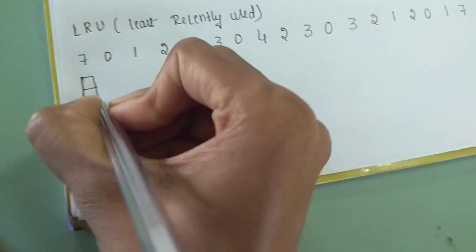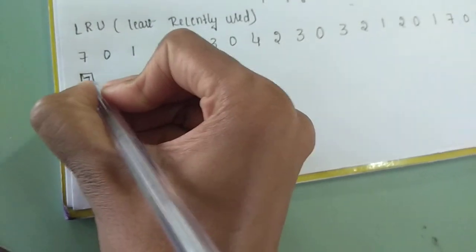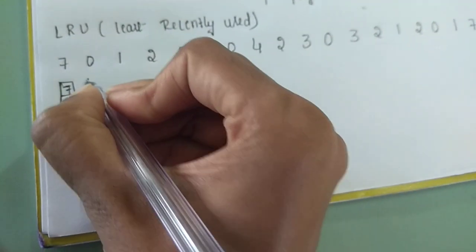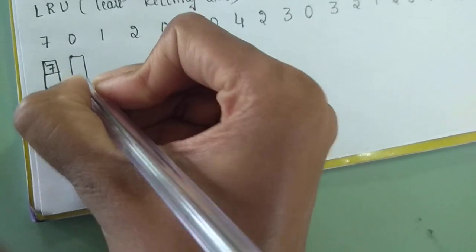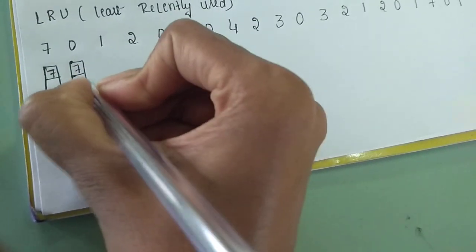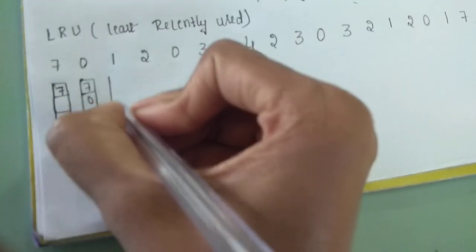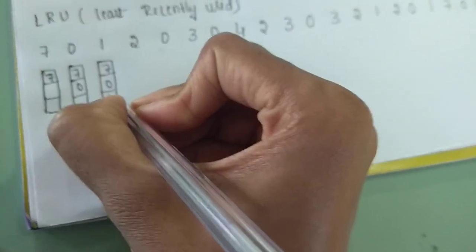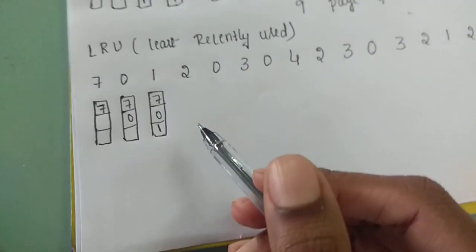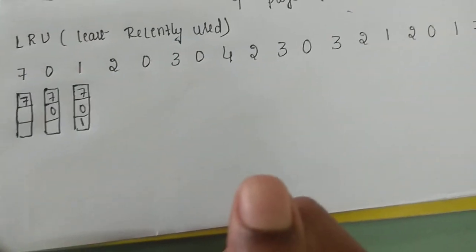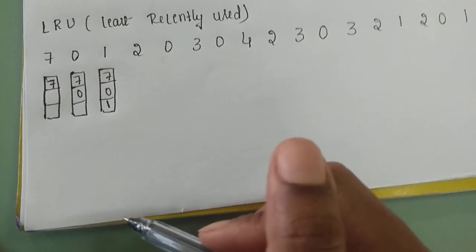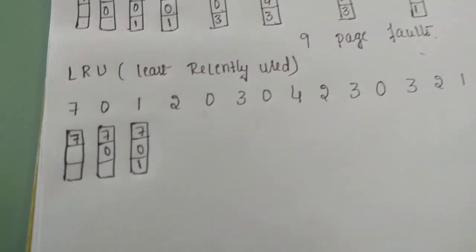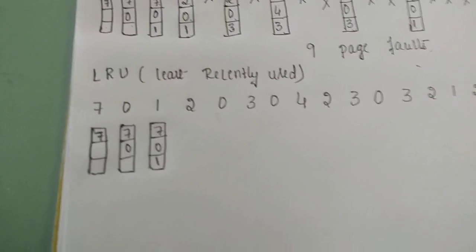For that we are not going to apply any algorithm. So I'm going to insert 7, then the next element 0, and next I'm going to insert 1. So we have 7, 0 and 1. Now I need to apply the least recently used LRU algorithm. As I told you, this is just the opposite of the optimal algorithm, so you need to search in the backward direction.